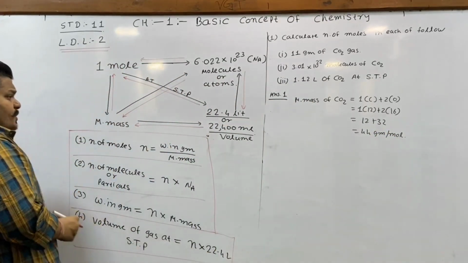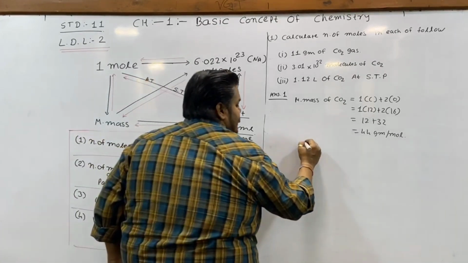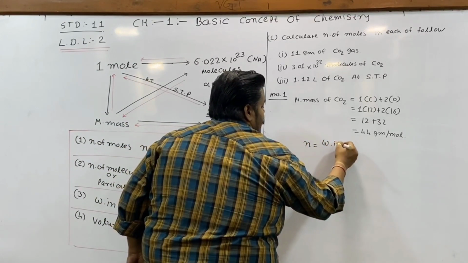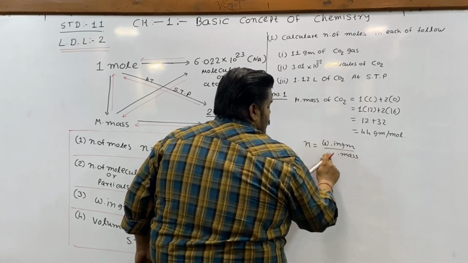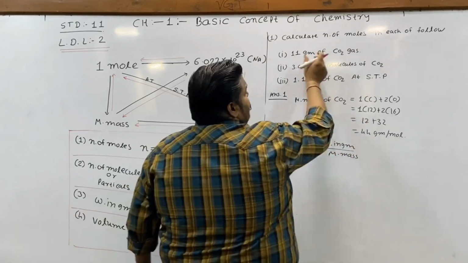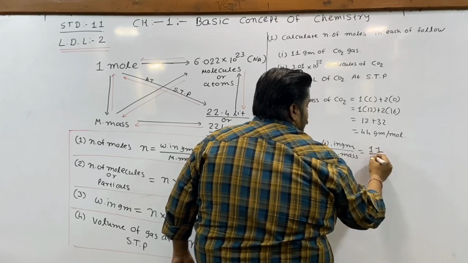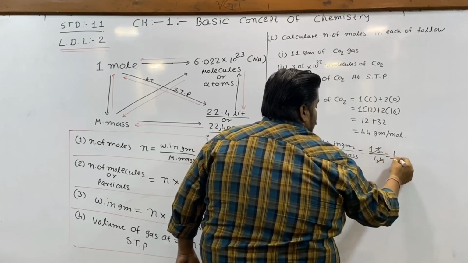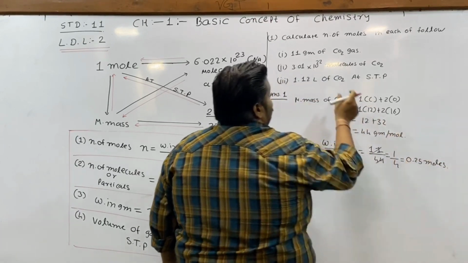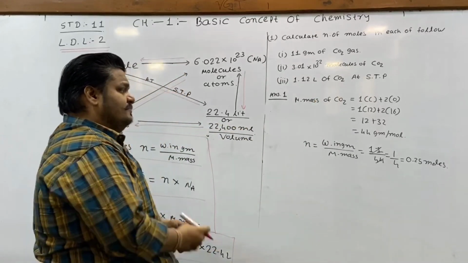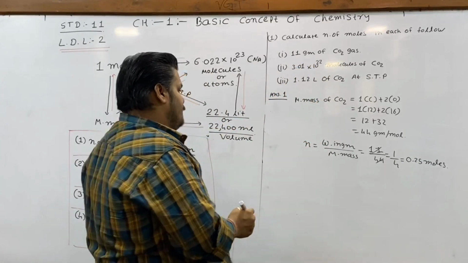Now we have to calculate number of moles. What is the formula for number of moles? Number of moles n is equal to weight in gram divided by molar mass. Weight of a substance in gram has been given, 11 gram of CO2, and then divided by 44. So 1 by 4 is 0.25 moles of CO2 present in 11 gram of CO2. It's a conversion of a weight to the number of moles.